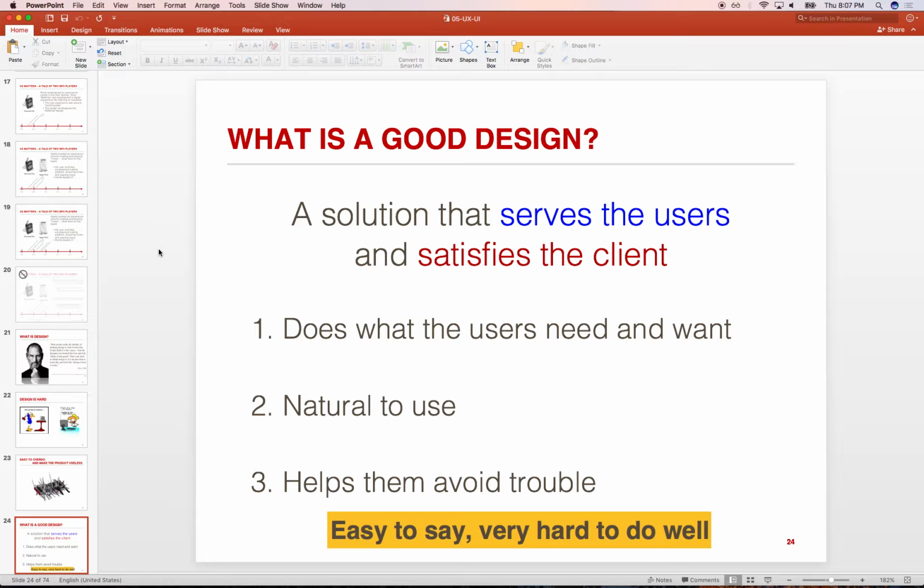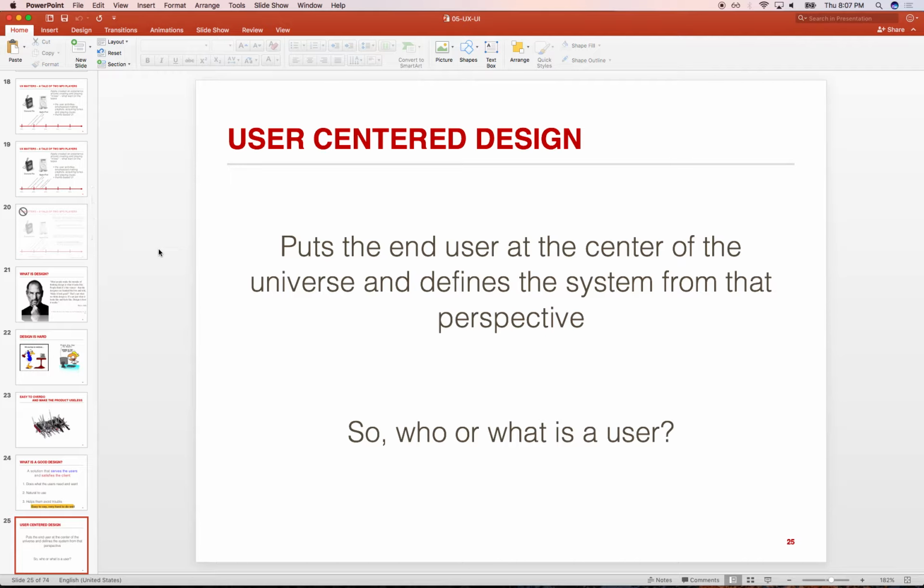So what is good design? Certainly we want to give the users what they need, what they want, that it's natural for them, that it fits naturally into their work process. Help them to not paint themselves into a corner, and give them support whenever they need it automatically in the application. And it's easy to say, but it's certainly not easy to actually implement.